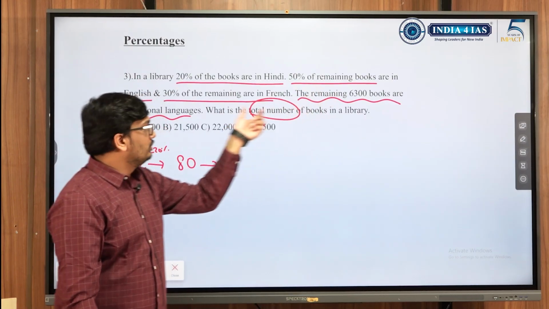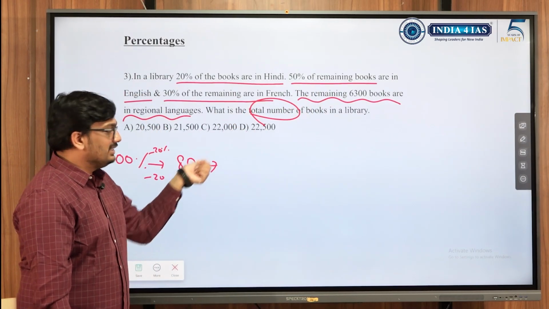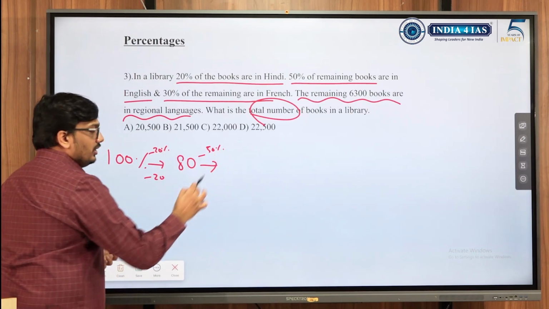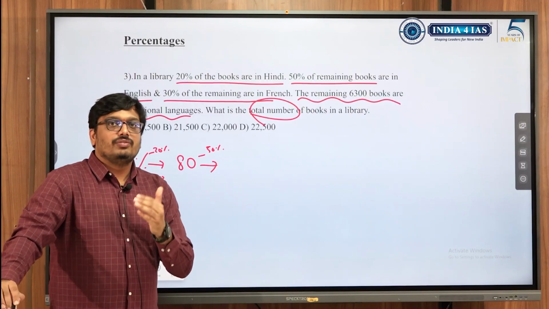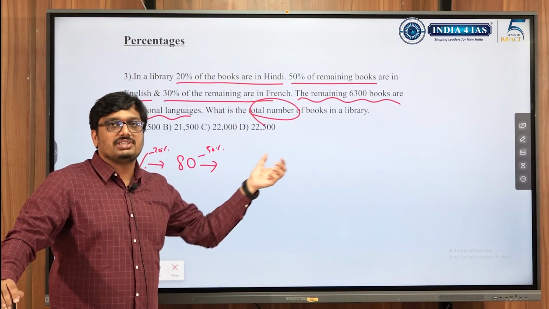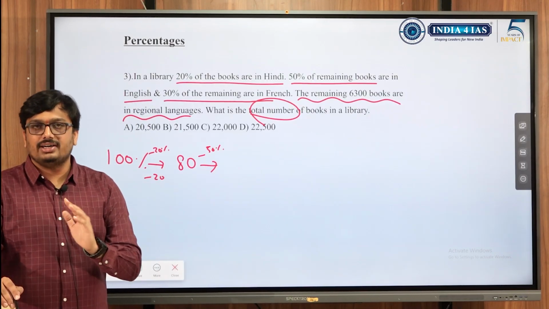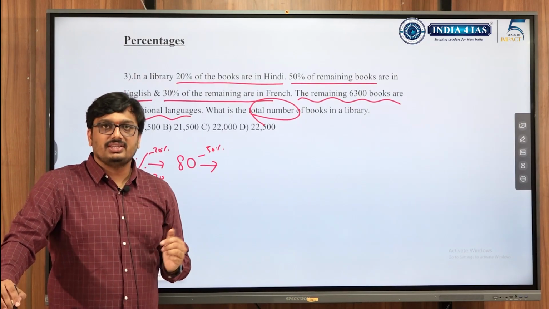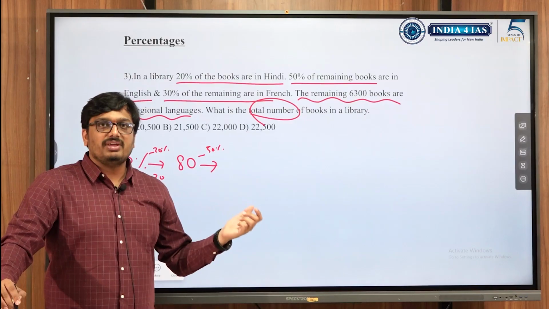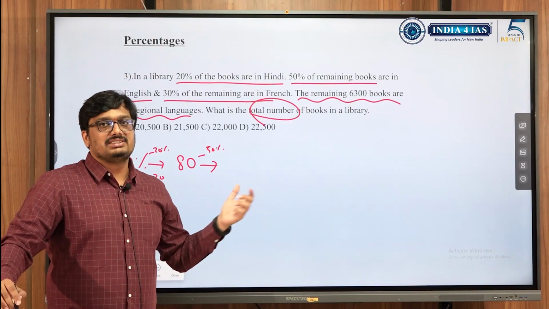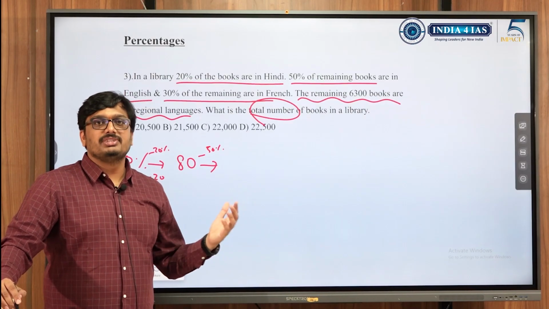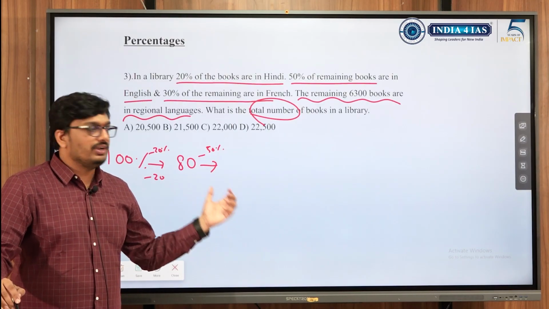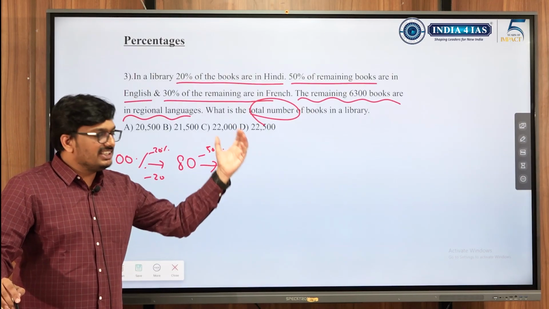50% of the remaining books are in English. 80 is remaining. In that, 50% means half of. What is 50%? Listen, in percentages, we should learn the relationship between fractions and percentages. 1 means 100%, 1 by 2 means 50%, 1 by 3 means 33.33, 1 by 4 means 25, 1 by 5 means 20%, 1 by 6 means 16.66, 1 by 7 means 14.28, 1 by 8 means 12.5, 1 by 9 means 11.11, 1 by 10 means 10%. These basics we should learn.